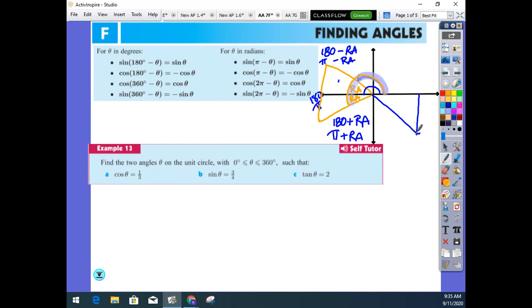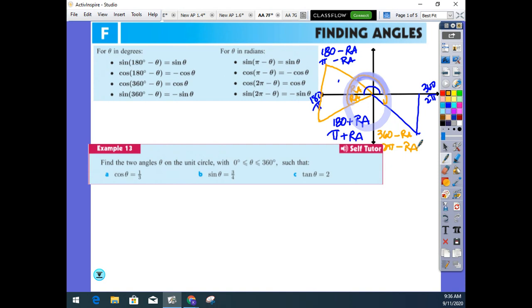And finally, if you're in the fourth, this is 360 or 2 pi. So think about if we go all the way around, that's 2 pi. But if I want to take this out, I'm going to take 360 minus my reference, or 2 pi minus my reference. So that's maybe what I kind of have just as a reference. And then this is going to make a little bit better sense for once we do example 13.